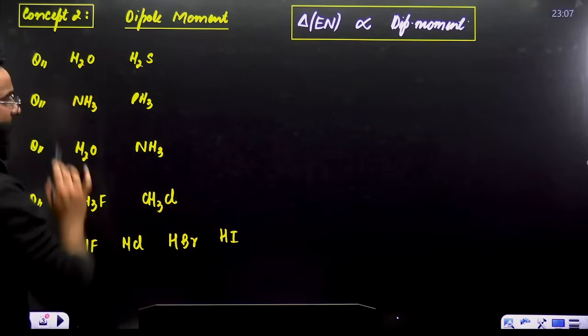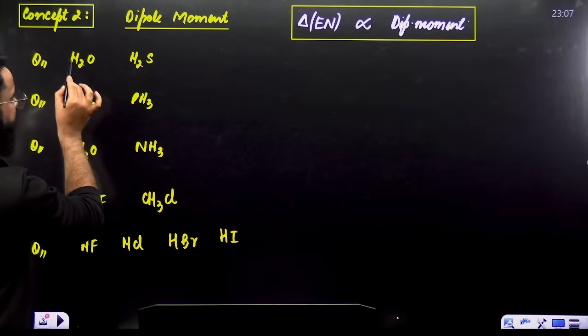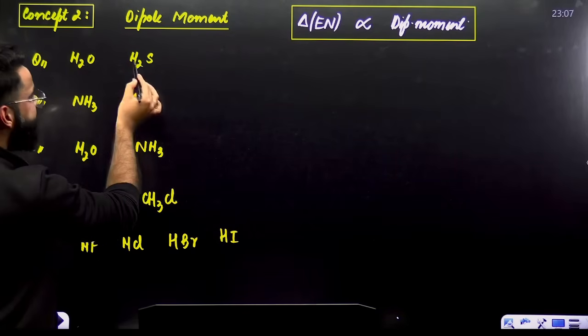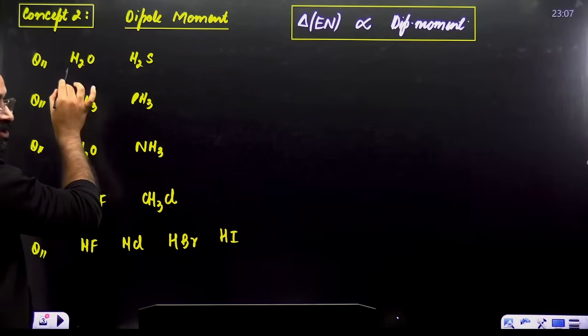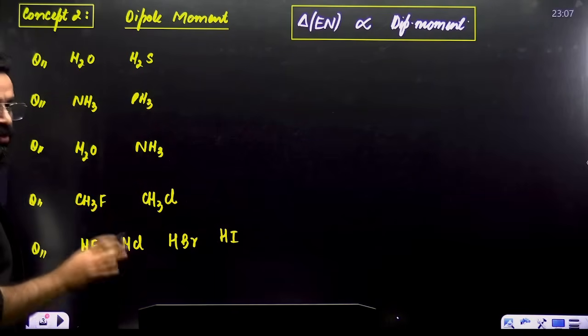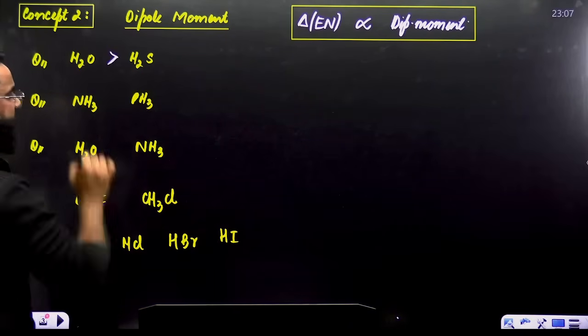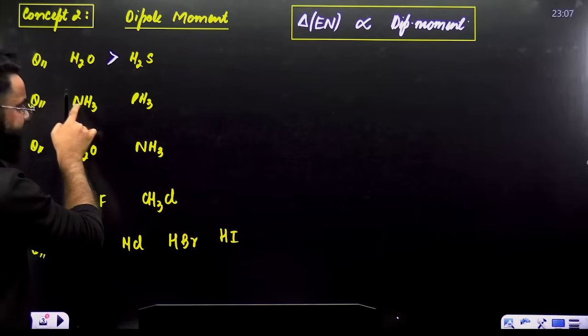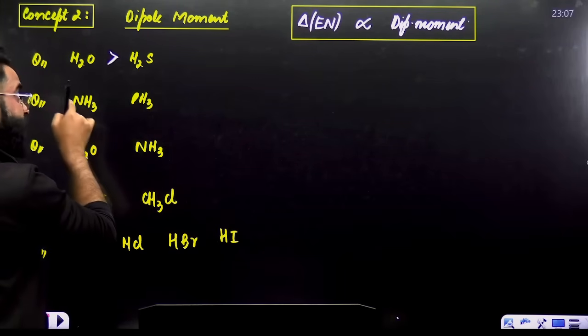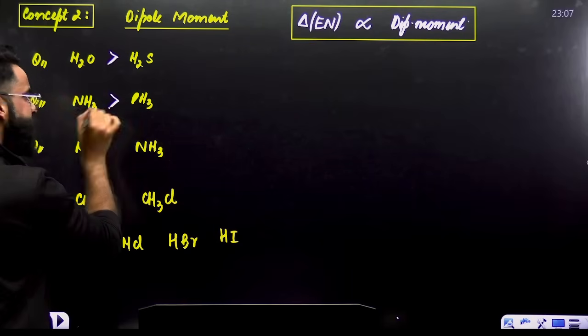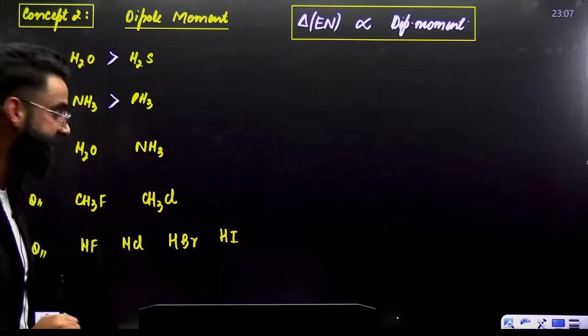For example, look at the first question. Here the bond is between O and H. Here the bond is between S and H. I would say the electronegativity difference between O and H is more than that of S and H. So more the electronegativity difference, more is going to be the dipole moment. Again, the bond is between N and H. Here the bond is between P and H. Electronegativity difference here is more, right? So more electronegativity difference means more is the dipole moment.